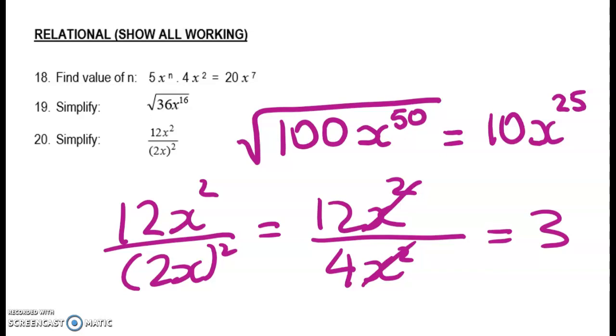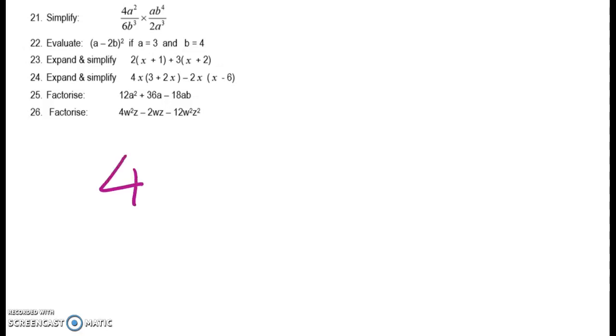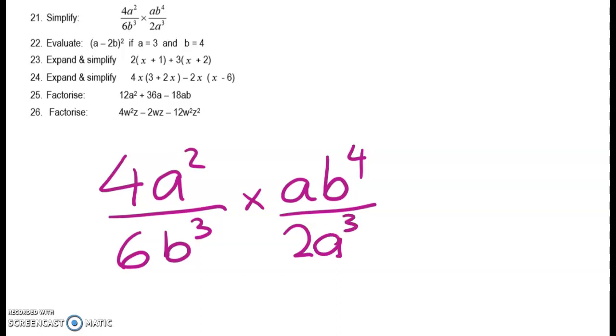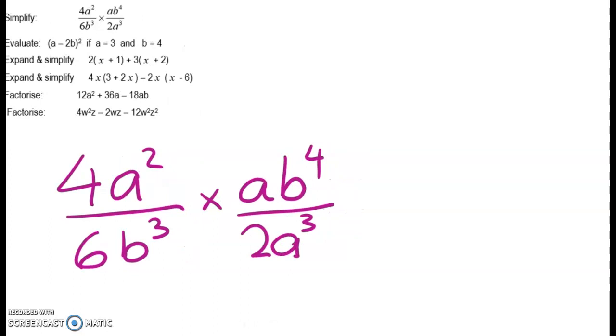Let's see, on to question 21. With some of these, there are different ways that you can do them. So here I could look for things that I could simplify across the fraction. I'm going to come back to that method. Most students don't usually like it to start with. And the easiest thing to do when you're beginning is to multiply the numerators and multiply the denominators.